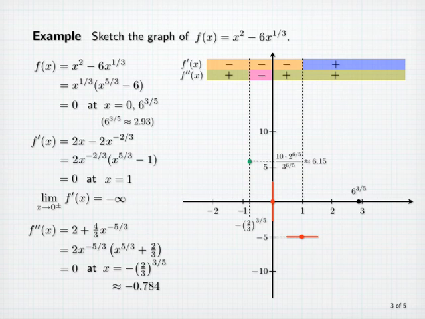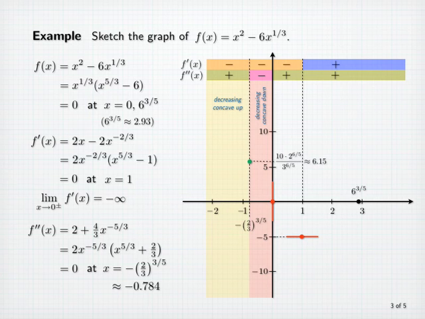So now we can see that if x is less than minus 2/3 to the 3/5 power, f prime of x is negative and f double prime of x is positive, and so the function is decreasing and the graph is concave up. Between minus 2/3 to the 3/5 power and 0, f prime of x is negative while f double prime of x is also negative, and so the function is still decreasing and the graph is switched to being concave down.